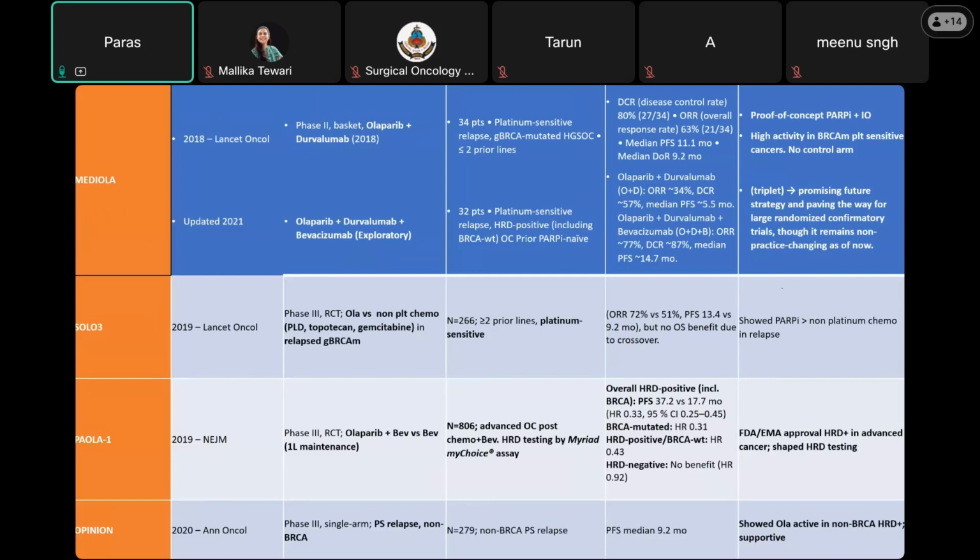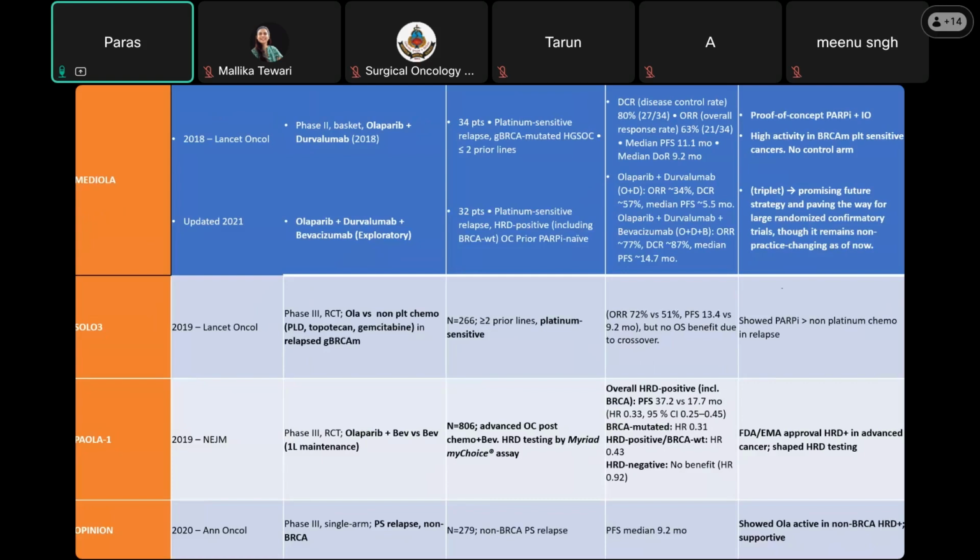The SOLO 3 trial was a phase 3 RCT in platinum sensitive relapse, in which olaparib was compared with non-platinum chemo, that is PLD, gemcitabine or topotecan. Olaparib showed better ORR and PFS, but no OS benefit due to crossover.